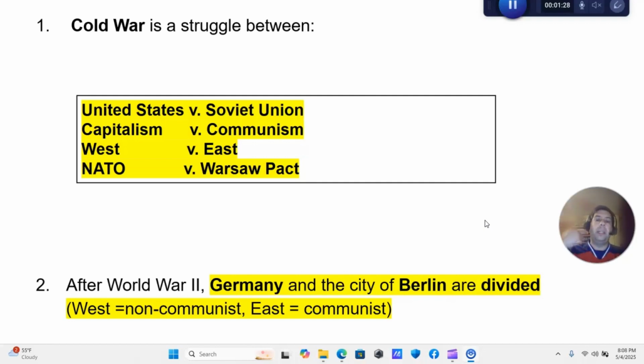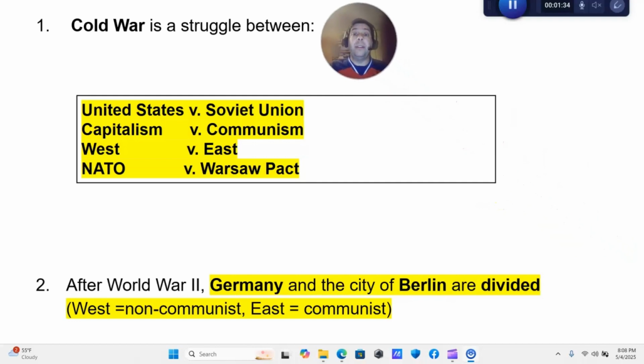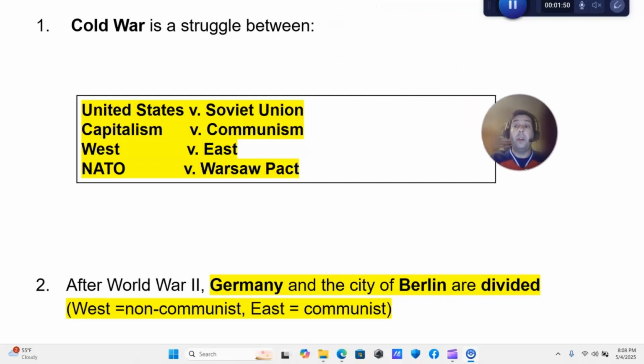Soviet Union is communist. That's led by Joseph Stalin in those first years. The United States capitalist. That is led by the United States, right? The United States and the West, Western Europe, and then NATO in the Warsaw Pact are the two opposing alliances of the Cold War.